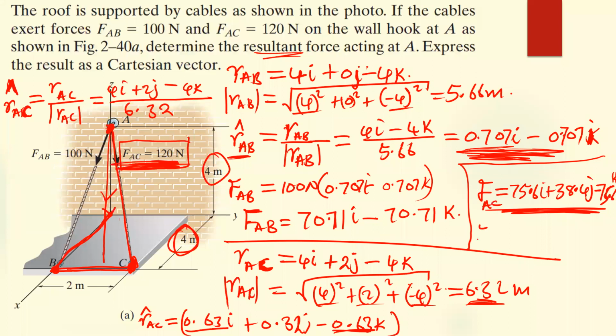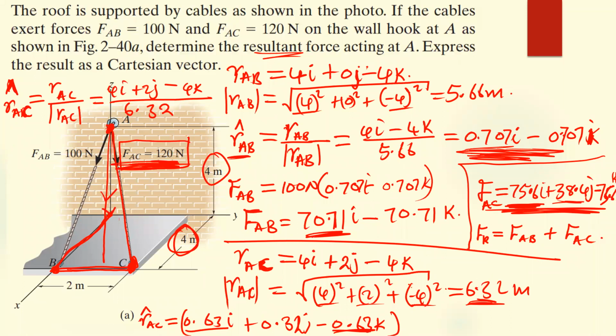So now to find the resultant force, we simply add the forces along AB and the force along AC. What this means is that we're going to add the ones that have i together, this one and that one, the ones with j together and the ones with k together. So we can begin to add. If we add 75 and that, we're going to get, I don't know.